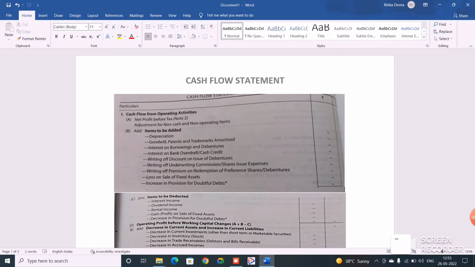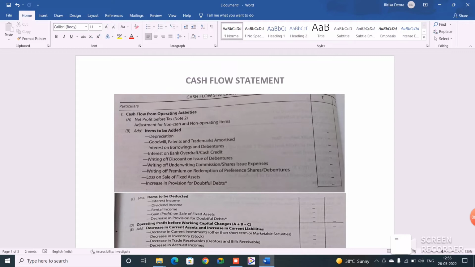So we consider that the proposed dividend for the previous year is being paid in this year, because the final dividend for the year is proposed at the end of a financial year, and then it is paid in the next accounting year. That is why we consider the proposed dividend of the previous year. So you need to add the proposed dividend of the previous year. Then we also need to add the provision for tax made during the year.